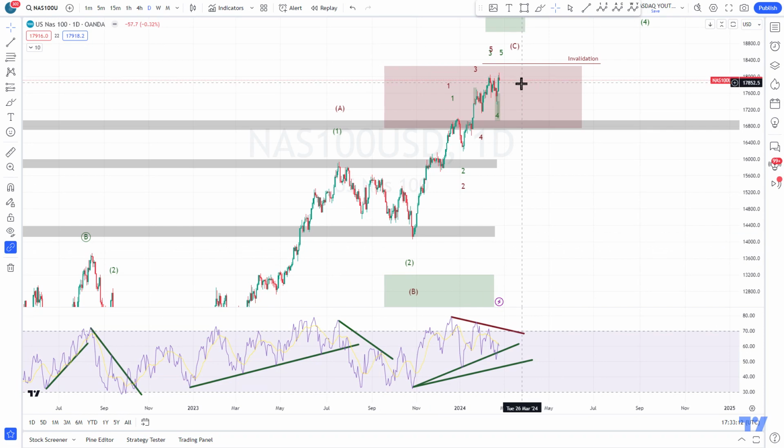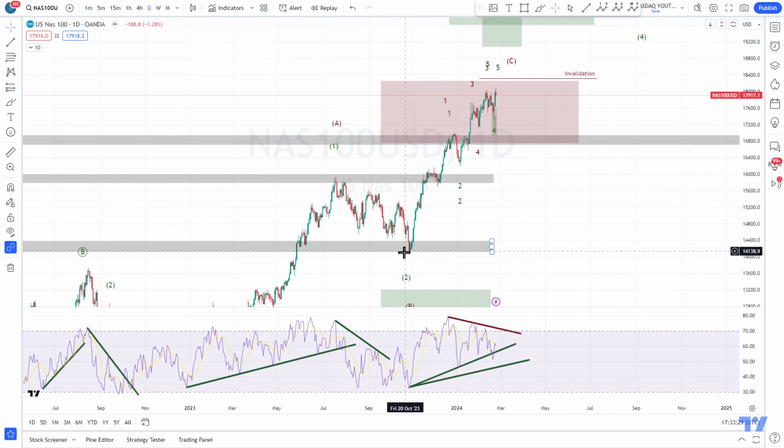However, like I said, the bearish scenario in the higher time frame is my secondary scenario. My primary one is the bullish one. The NASDAQ is making higher highs, higher lows. So for now, the count in green is my primary count.